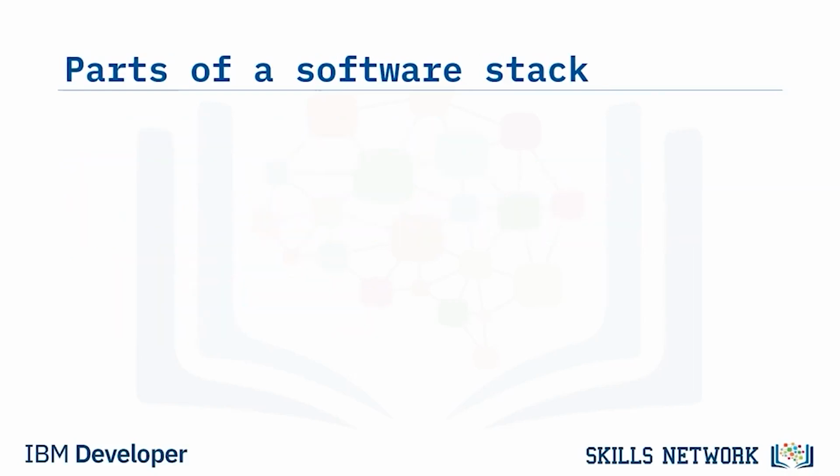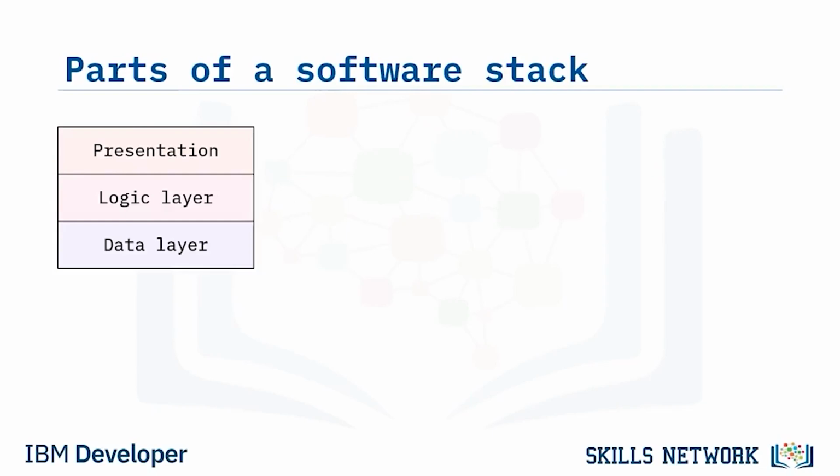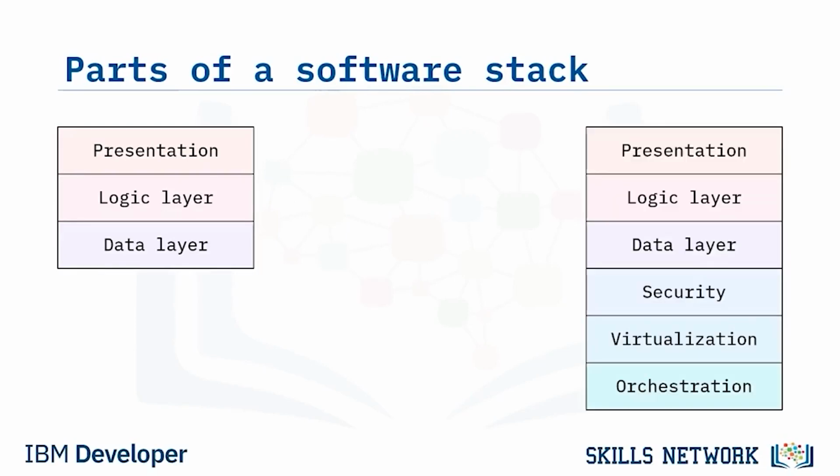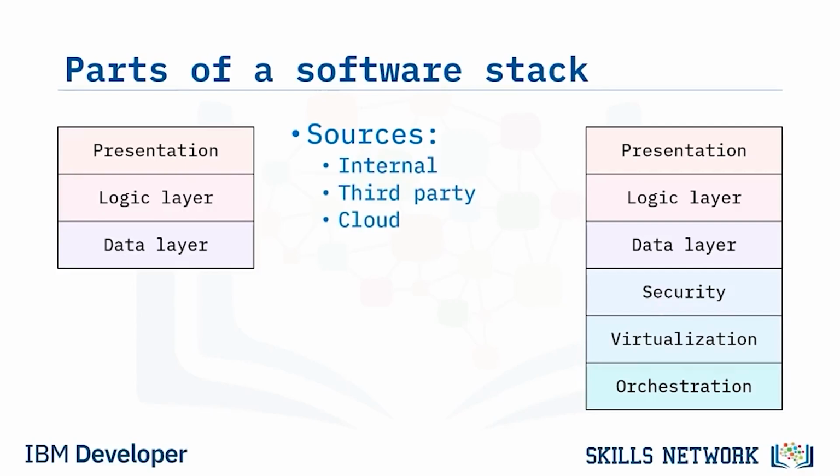The simplest implementation of a software stack consists of a presentation layer, a business logic layer, and a data layer. However, more complex applications use more complex stacks, which could include software for virtualization, scheduling and orchestration, runtime environments, database connectivity, networking, and security. The software and services that make up a stack can be from a variety of sources, from internal resources to third-party providers to cloud providers.